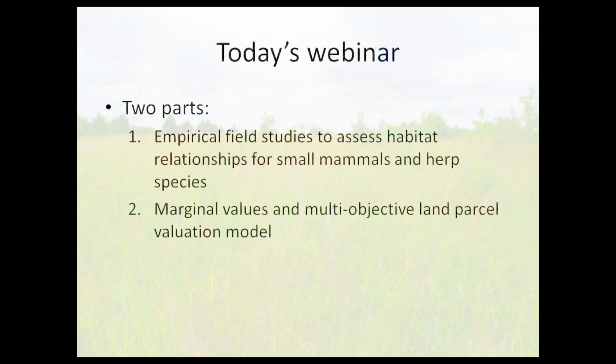So the project from there took two main paths that were complementary, but today I'm presenting them as sequential. The first part of the webinar today is going to focus on the field studies that we did to try and gather empirical data on non-avian animal occupancy in early successional grassland type habitats. And then the second part of the talk focuses on a marginal value approach to assessing habitat patches and incorporating additional objectives into that valuation process.